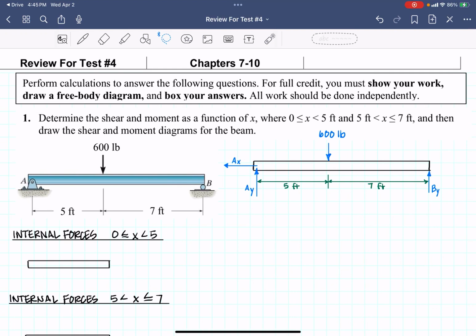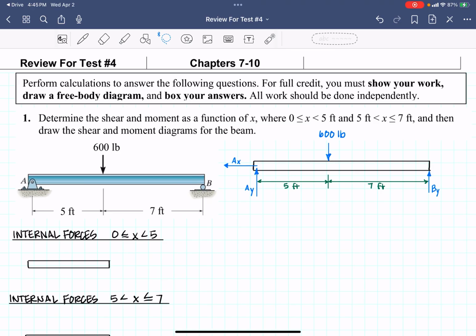This is the video for problem number 1 of review test number 4, where we're working on the shear and moment diagrams and figuring out the shear and moment as a function of x between two places, before and after the 600-pound force. So the first thing we need to do is draw a free body diagram because we need to know the reaction forces.